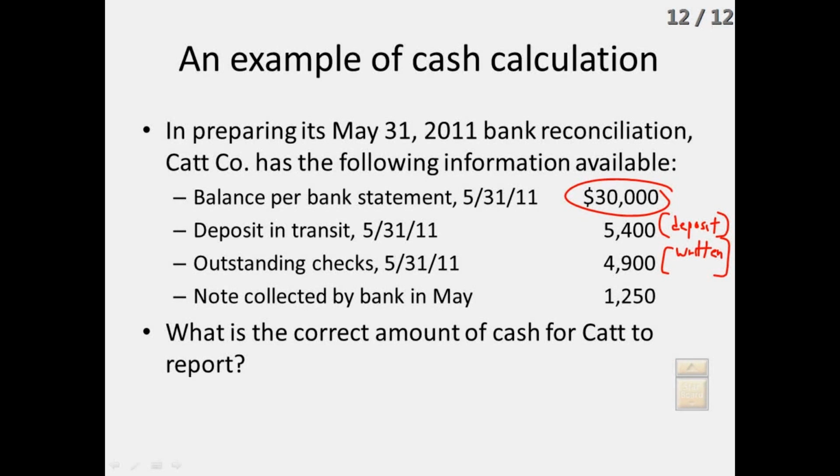If you said on May 31st, here's what the company should report as its cash balance, what should it report? Should it report the bank statement of $30,000? Should it report 35.4? Should it report 25.1? Should it report some combination of those things? What should it do? So give me some, what do you think?